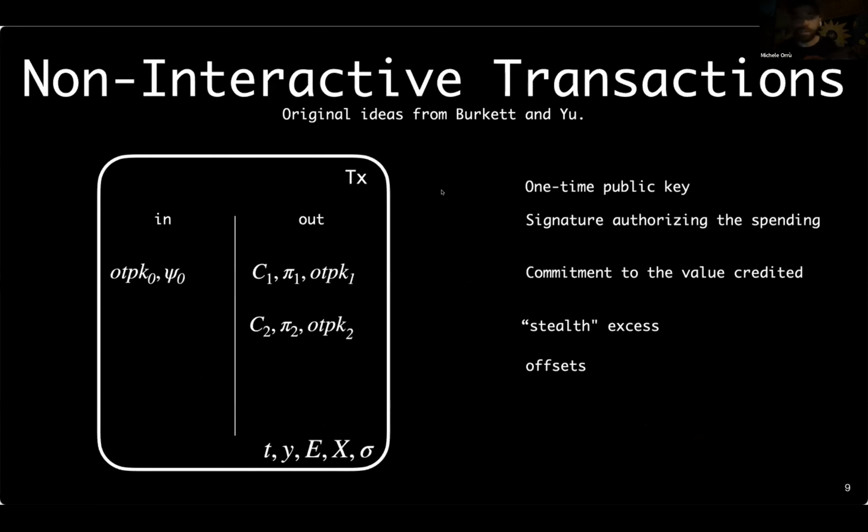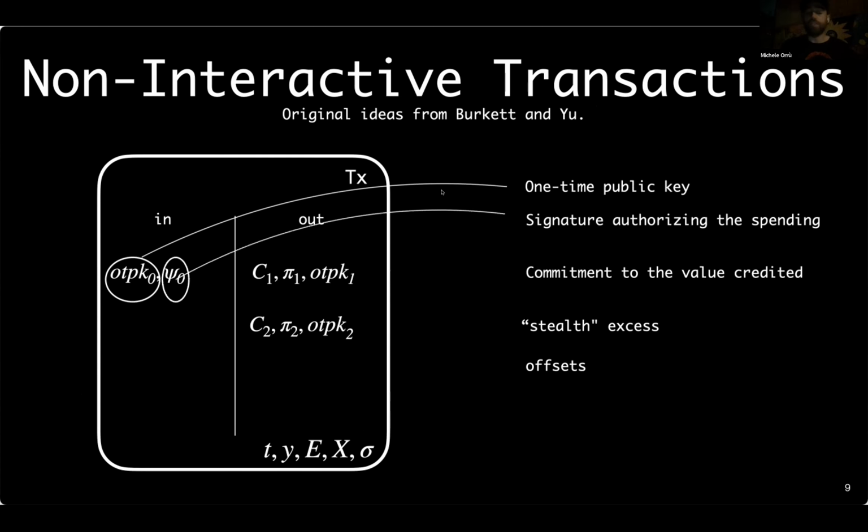The resulting transactions in our new scheme look like the following pretty much. We have these one-time public keys that are introduced by stealth addresses, and we have signatures authorizing the spending under these public keys. Now, these signatures do not link input and output together as one would normally imagine in Bitcoin. Instead, we opt for something very similar to the excess equations that we saw before, and we introduce a new excess that depends on these public keys called stealth excess.